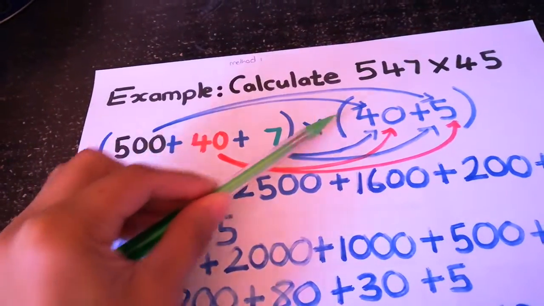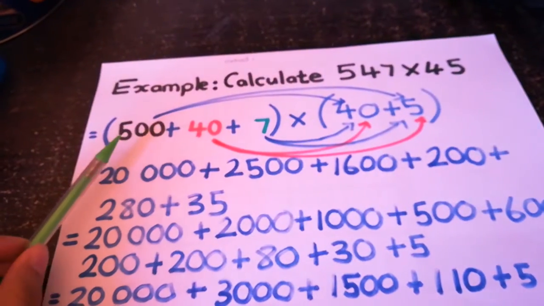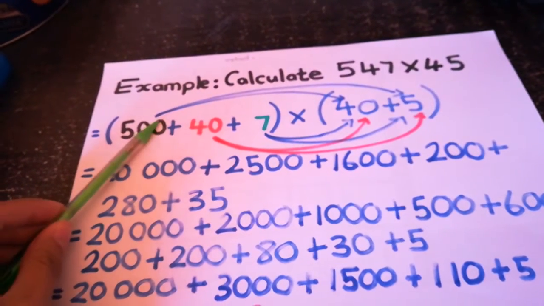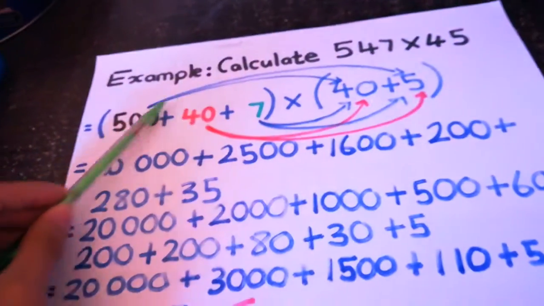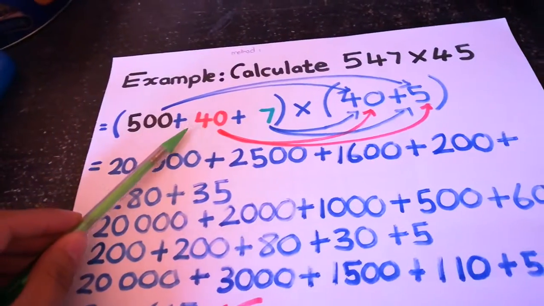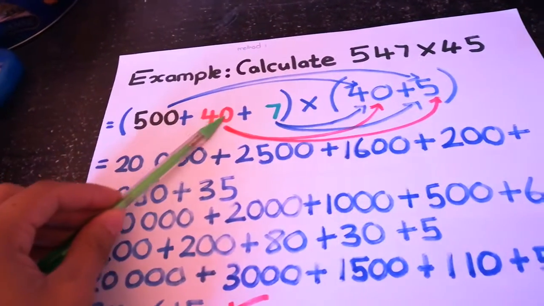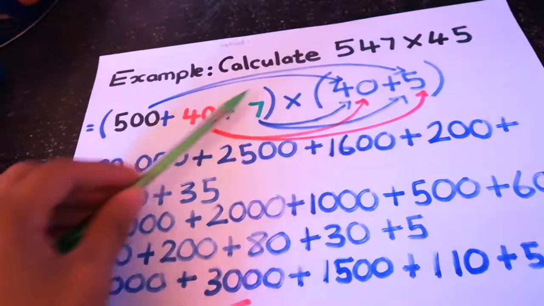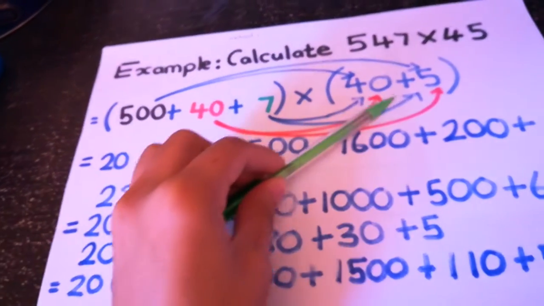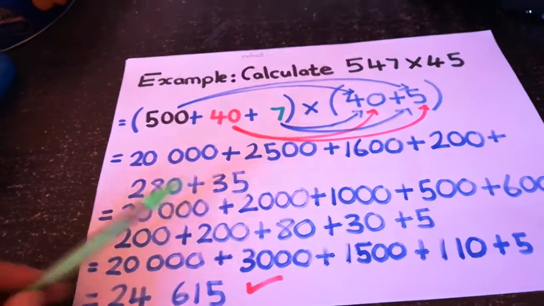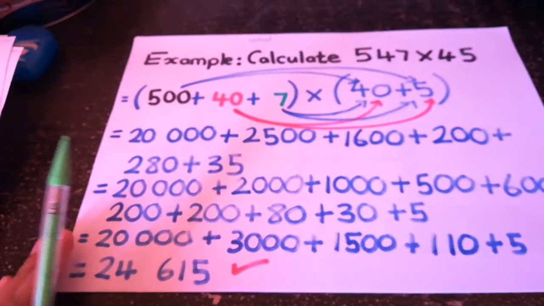times 40 plus 5. Okay, now we are going to distribute the 500 to the 40 and 5. So we're going to say 500 times 40 plus 500 times 5 plus 40 times 40 plus 40 times 5 plus 7 times 40 plus 7 times 5. We are going to get the answers to each one of those sums.